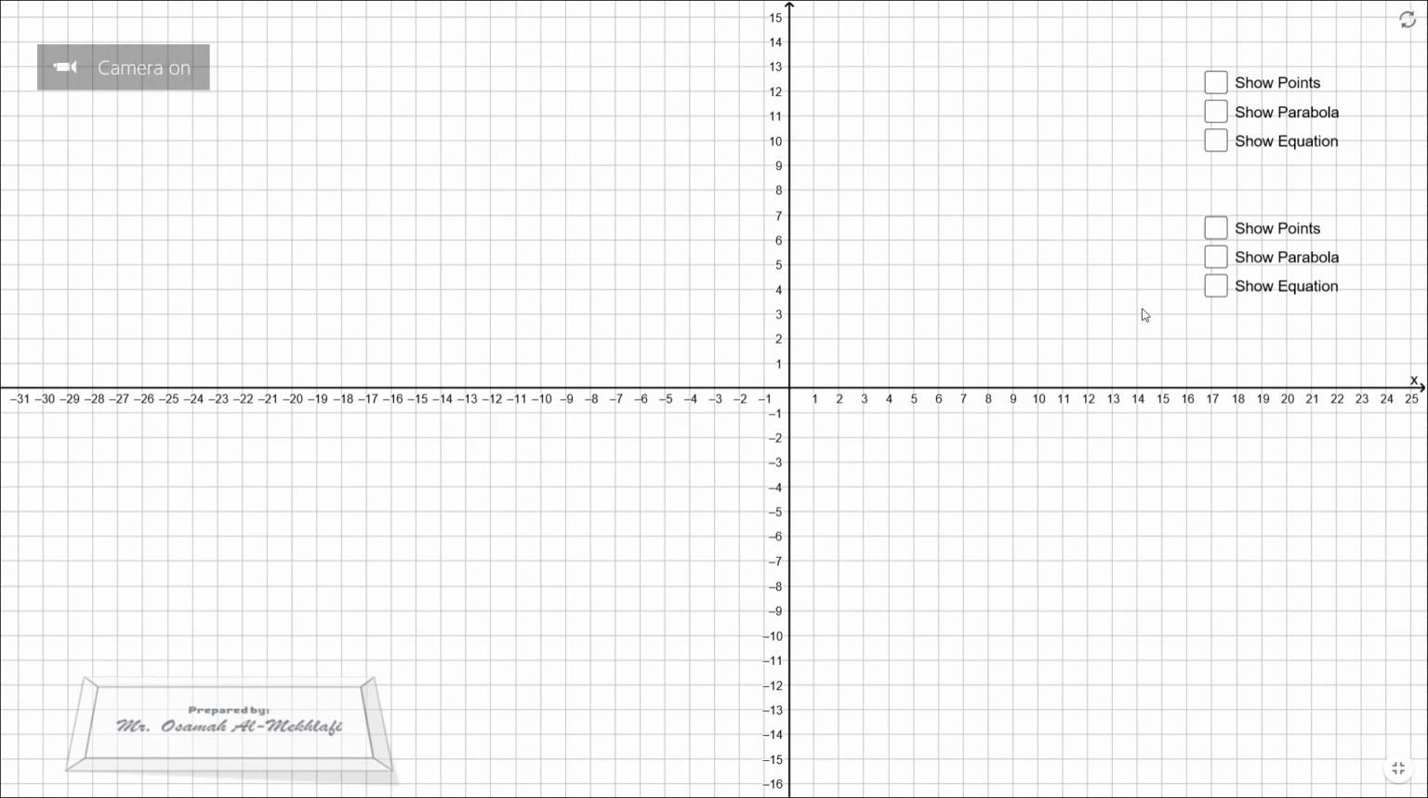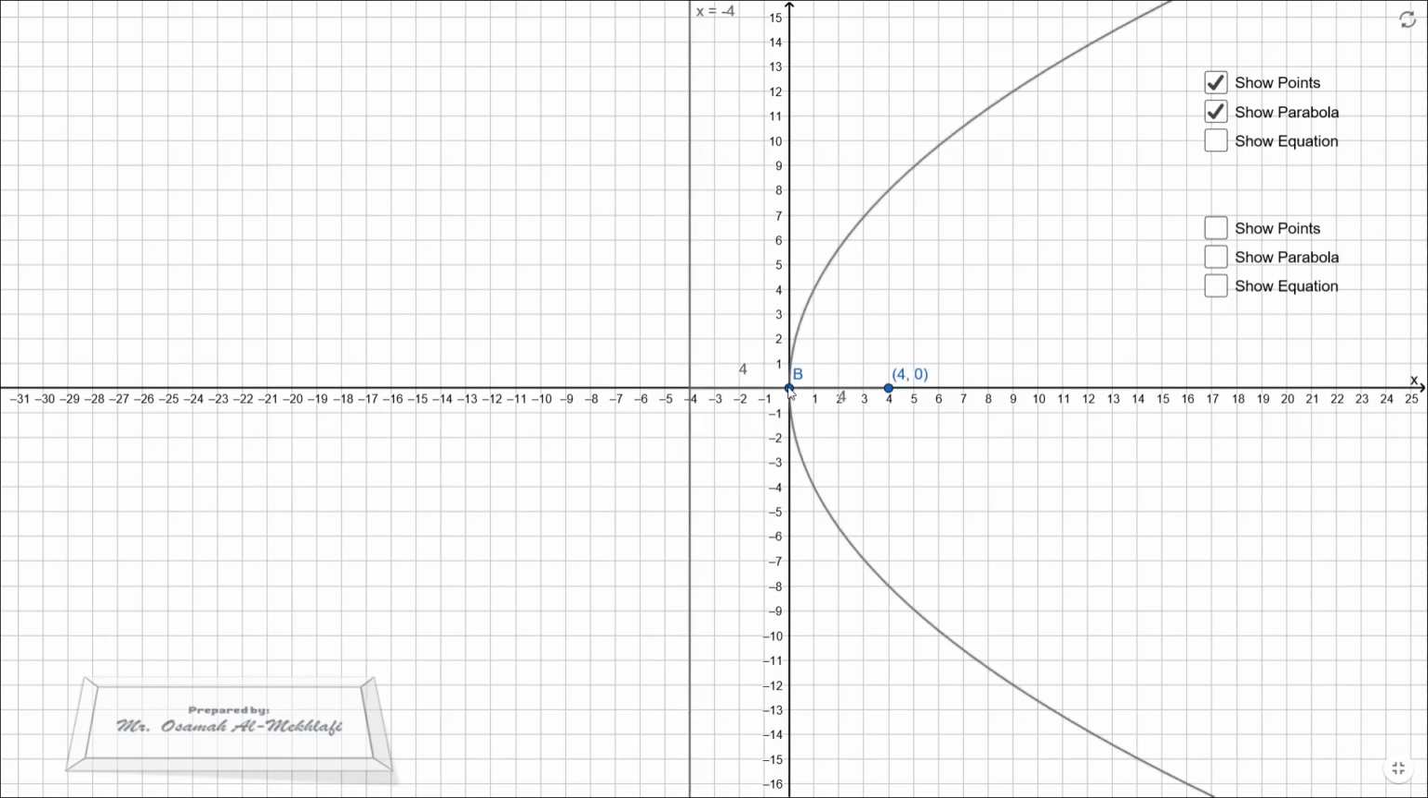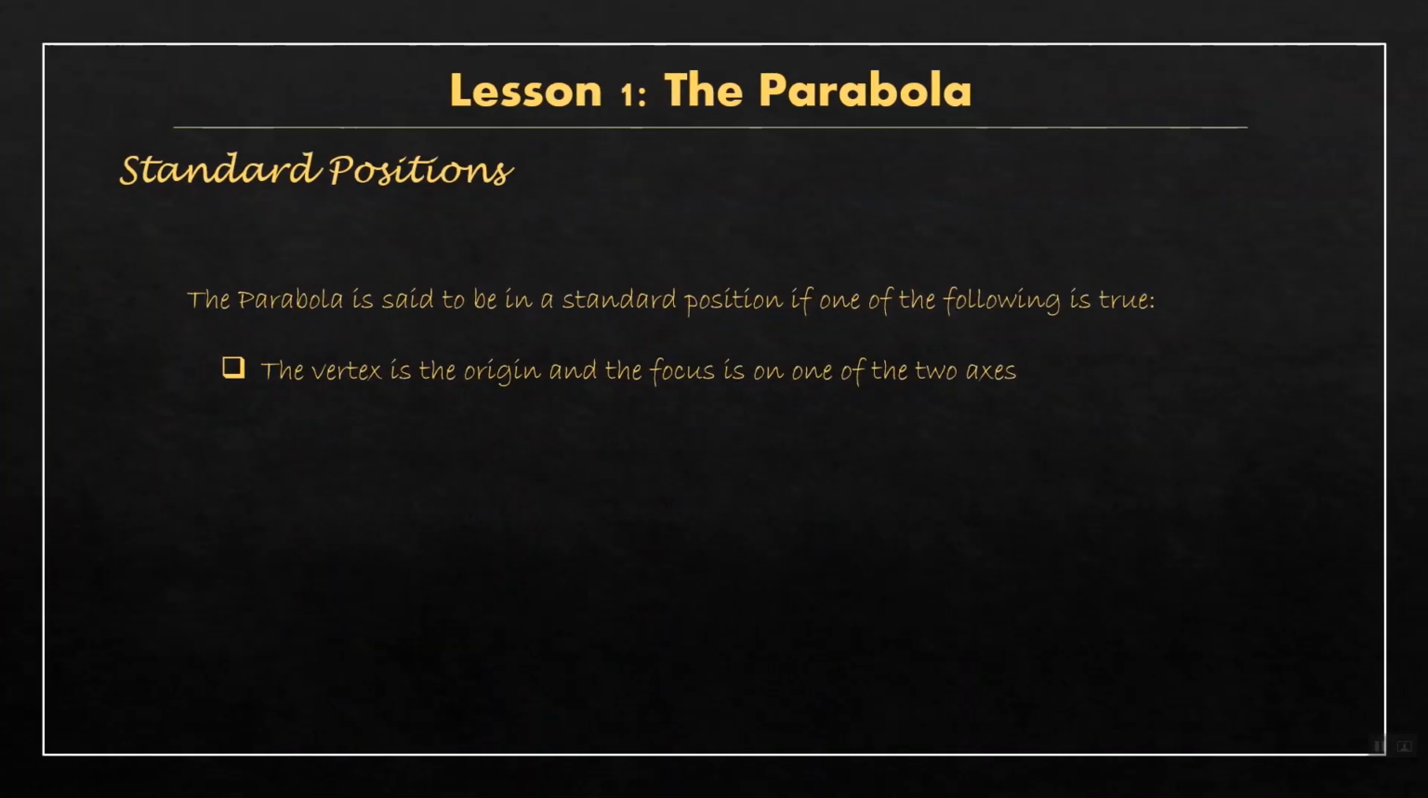Now, if I show you the parabola here, this point right here is called the vertex. So we have a vertex here. This is the focus. This is the directrix. These three names are very important in this lesson.